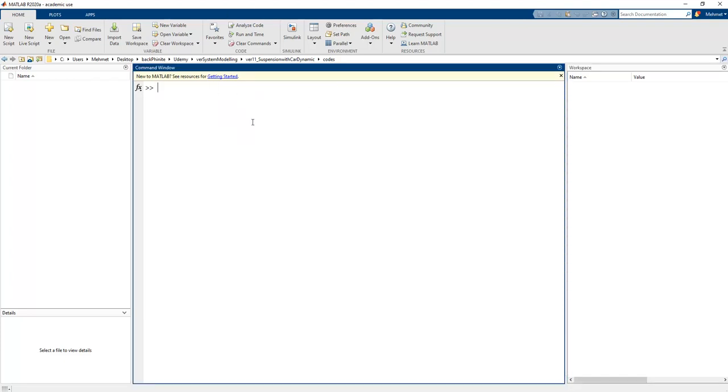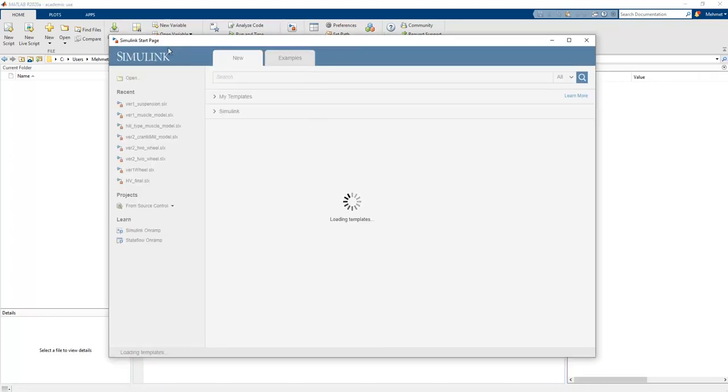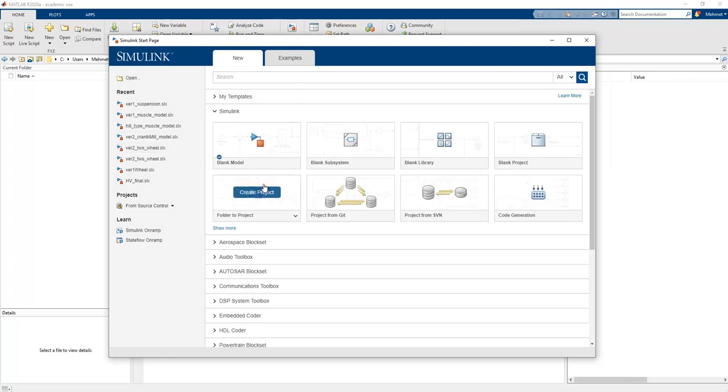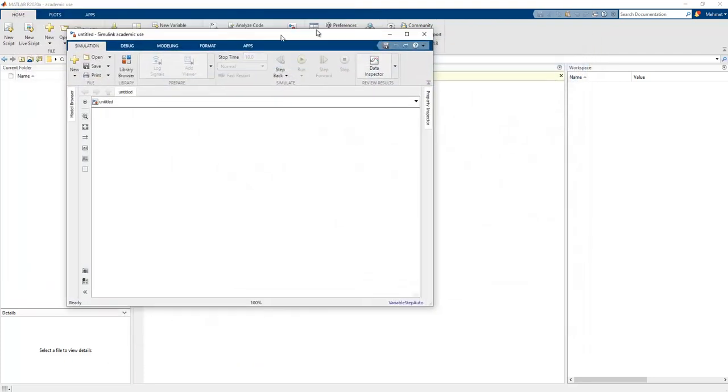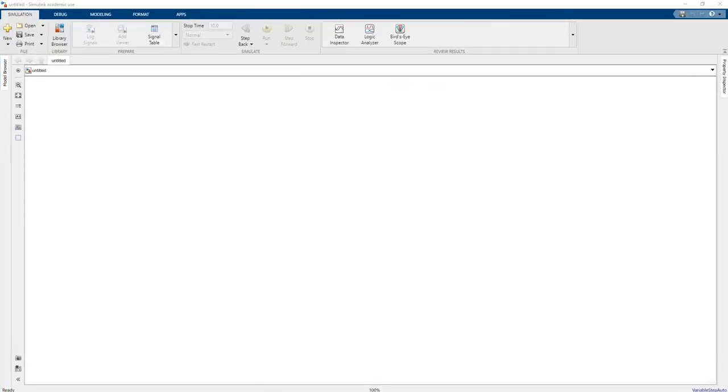And so in order to open the Simulink window, you can push the Simulink button in here, or you can write Simulink in here and push the enter button. And so we have a start page for the Simulink application. Blank model is the empty model in the Matlab Simulink application. And so if we left click on this button, we have the untitled Simulink model.